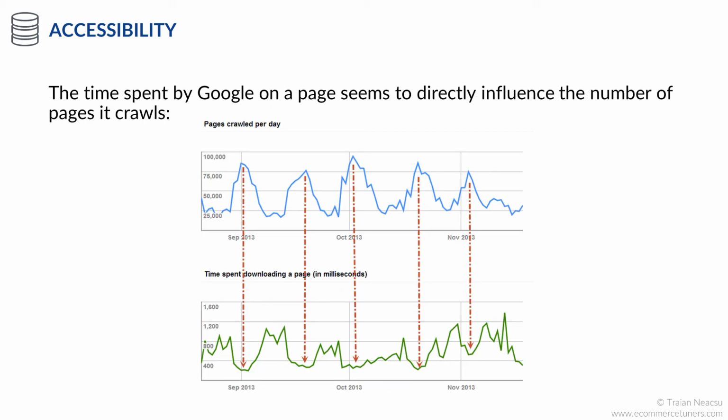The time spent by Google on a page seems to directly influence the number of pages it crawls. The less time to download a page, the more pages are crawled. If you look at these two graphs, the correlation seems pretty obvious.